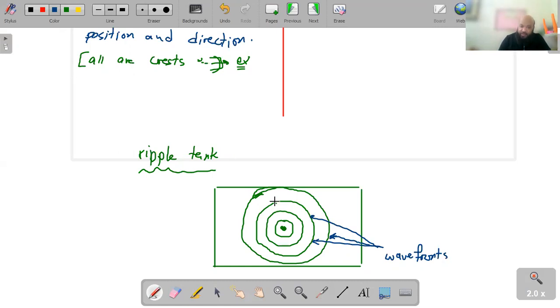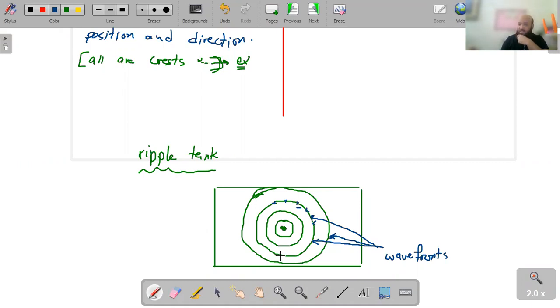If I ask you what is this point, it's a crest. This crest, this crest, this crest, this crest. So all the points on the wave front have the same position and direction. All these crests are at the same distance from the center of the wave. Okay, ممتاز.